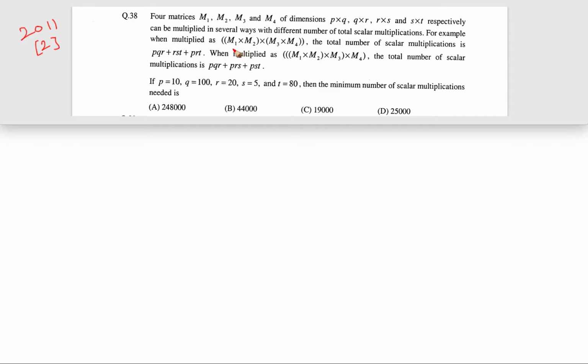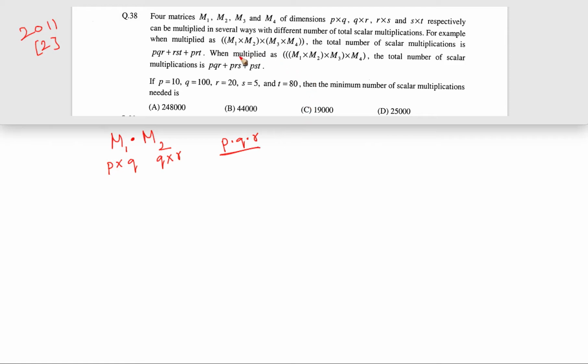And they've given that you can multiply M1 into M2 and then M3 into M4, and then whatever two resultant matrices you get, you can multiply both of them. So when you multiply two matrices, let's say M1 and M2, if its dimension is P cross Q and the other is Q cross R, then you clearly know that the number of scalar multiplications in performing this multiplication is basically P into Q into R.